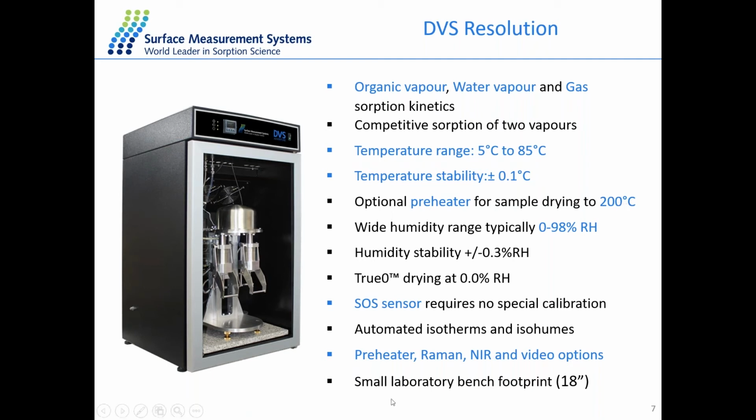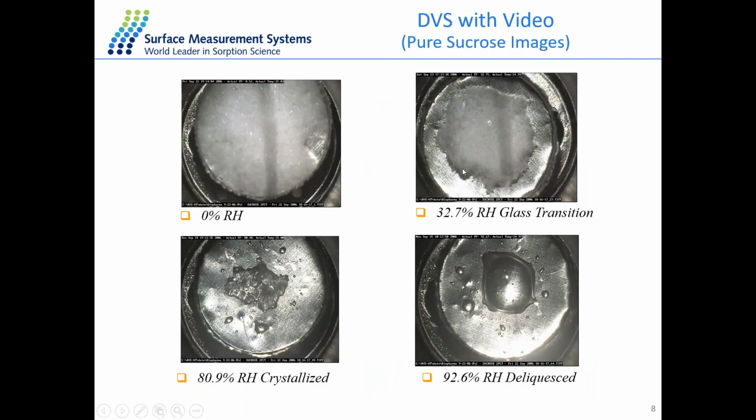The DVS system can also be integrated with other spectroscopy methods like Raman or NIR. And we can also install a video at the same location as the preheater, which allows you to take spectra or photo images at the same time as running the DVS experiment. So for example, with the DVS integrated with the video function, we took some photo images of a sugar sample when we ran the DVS experiment.